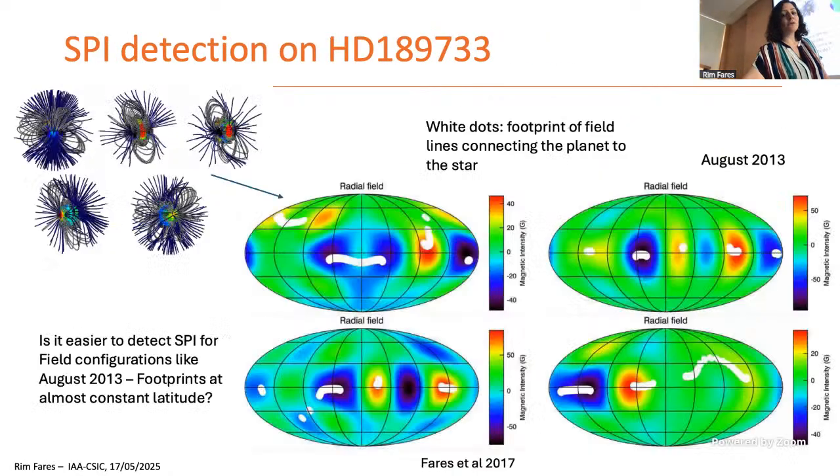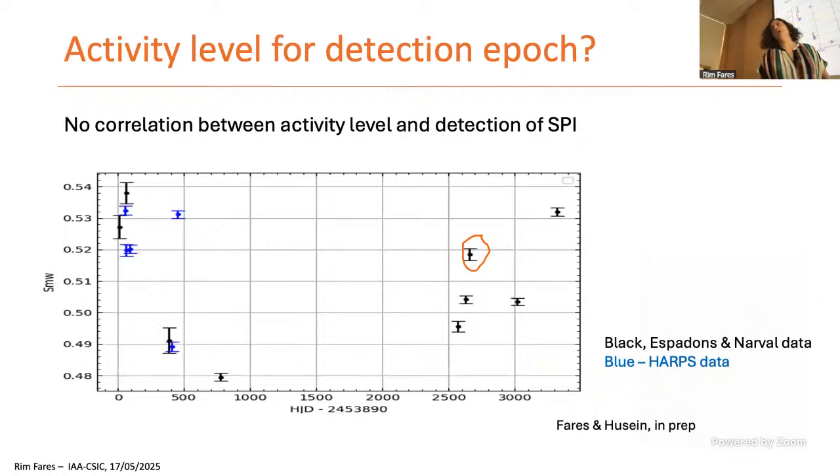So we also tried with one of my students to see if maybe this star is going through a really low activity phase, maybe then we can detect SPI. And what I'm showing you here is the activity index, the Mount Wilson, so also to measure the activity of the star as a function of time. This is the epoch for which we have a detection. So all you need to see is that it's not at a Maunder minimum, for example, it's just as active as usual. So this is it.